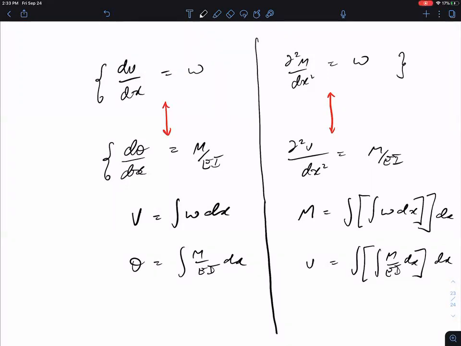So what we see here is that the shear compares with the moment, and the shear compares with the slope, and the moment compares with the displacement. And then we also see that the distributed load compares with the M over EI diagram. Okay, so now we're going to make use of these comparisons to do the conjugate beam analysis.